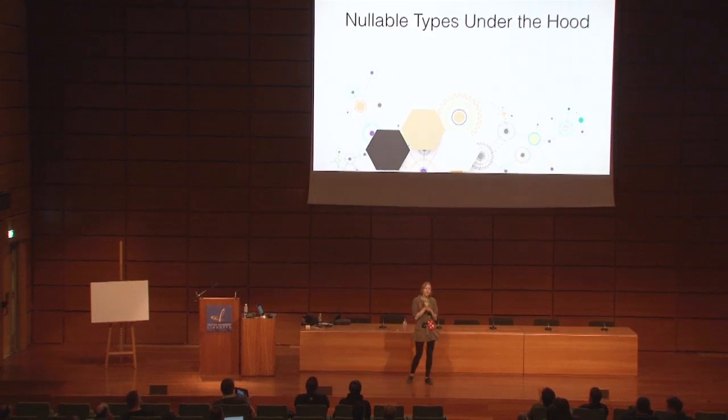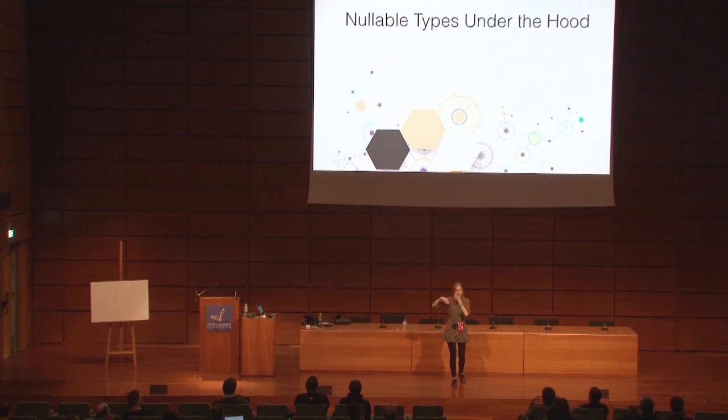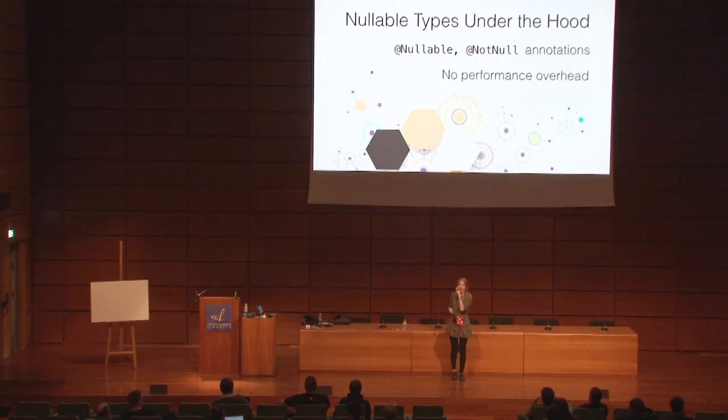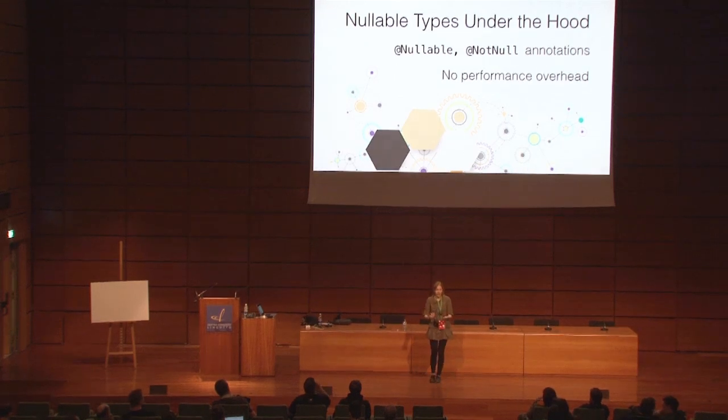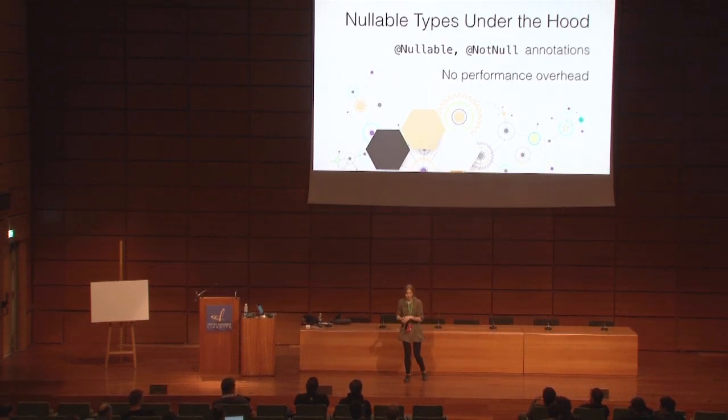OK, then an interesting question, and to some extent, a way to compare this feature to option types in Java 8. Nullable types under the hood do not add any performance overhead. Why? Because they are implemented through annotations. So when you declare a variable of nullable type and a variable of non-nullable type at runtime, they will be just variables of these types. There will be no wrapper as for option types. So there is no overhead.